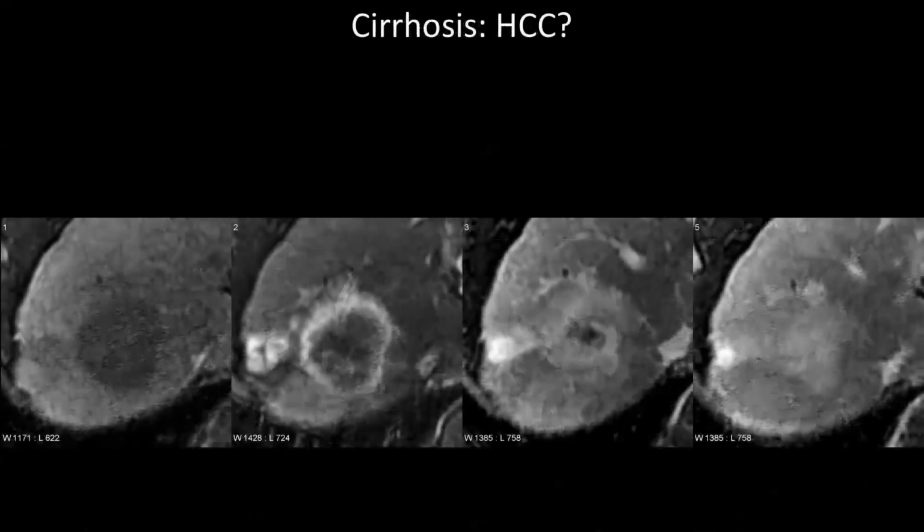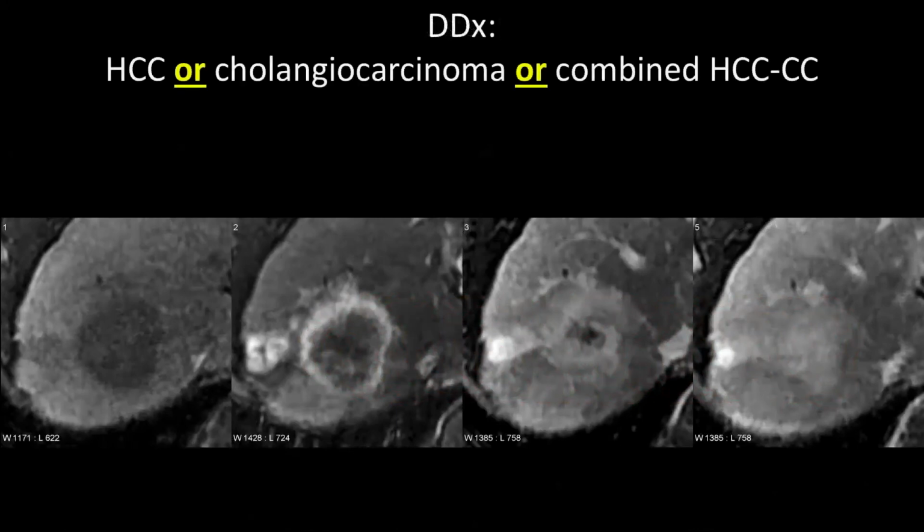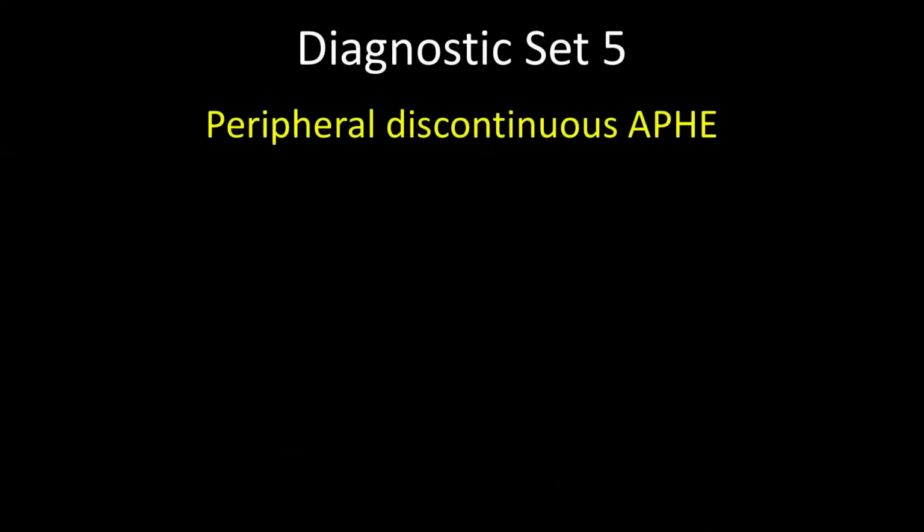And here's a similar example. This patient has HCC, and we see that this lesion has arterial phase rim enhancement. We transpose the rim enhancement onto the delayed image, and we can see that the area of rim enhancement is not corresponding to the area of delayed central enhancement. So this is actually an area of peripheral washout, and this is a cancer. Now, is this an HCC? I don't know. This could be an HCC or a cholangio or a combined tumor. Okay, last diagnostic set, peripheral discontinuous APHE.